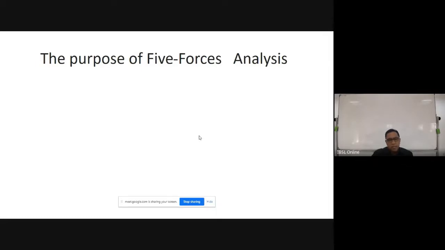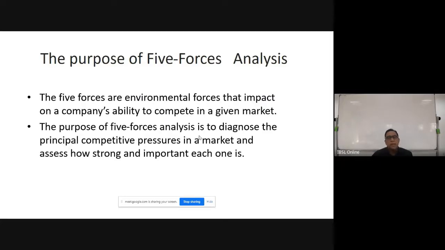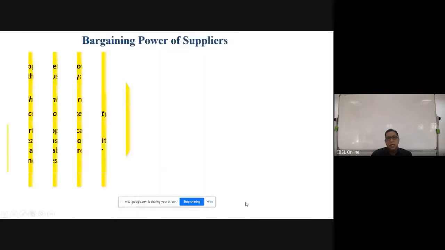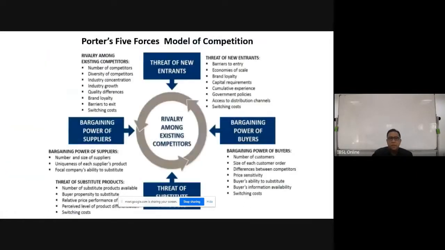He said these microenvironment forces come in five ways. Those are the five forces, which are environmental forces that impact a company's ability to compete in a given market. The purpose of five forces analysis is to diagnose the principal competitive pressures in a market and assess how strong and important each one is. So his five forces, you may already be aware, start with rivalry among existing competitors.